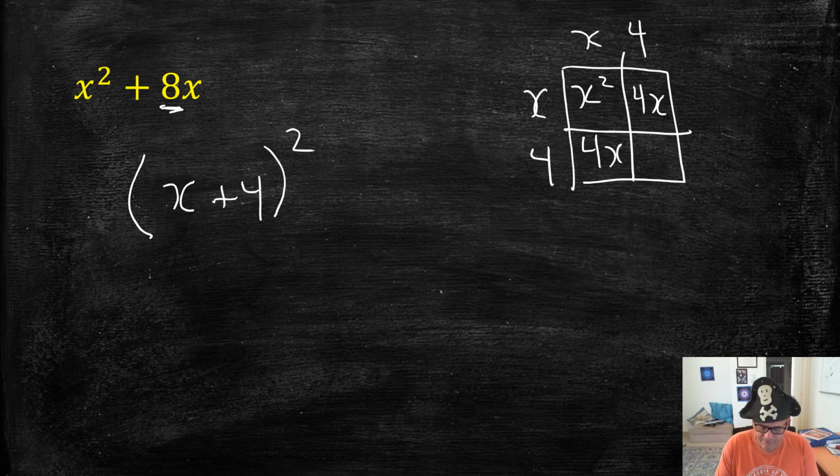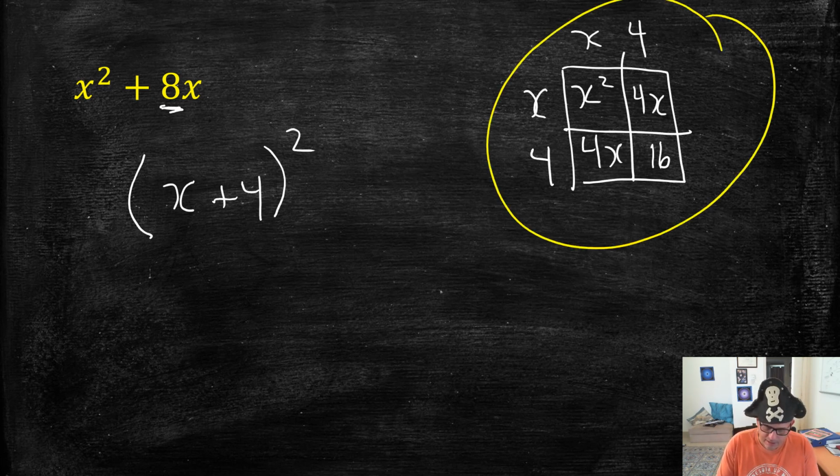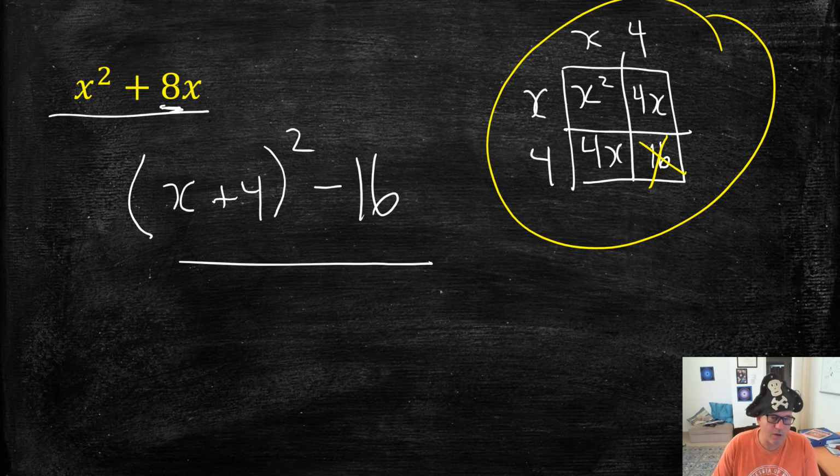Usually I would have 16 here, right? But I don't have the 16. I just have x squared plus 8x. So if I complete the square by doing x plus 4 squared, I end up with this whole thing over here. But I don't want those 16, so what do I need to do? I need to take away 16. So I've completed the square, right? I have x squared plus 8x. I want to complete the square. I end up with x plus 4 squared minus 16.